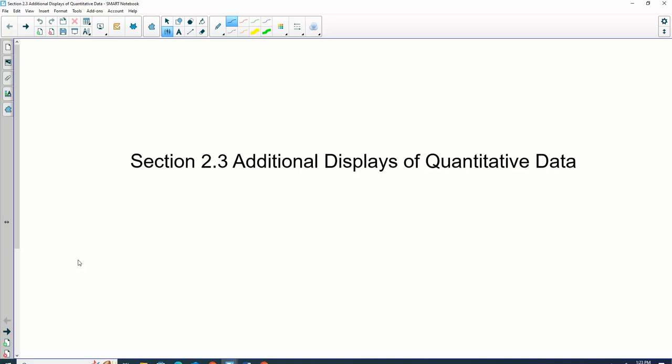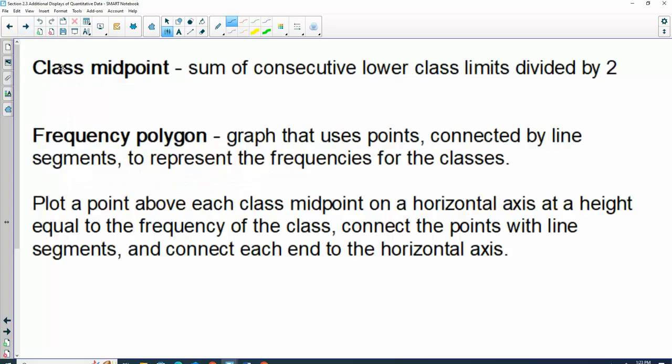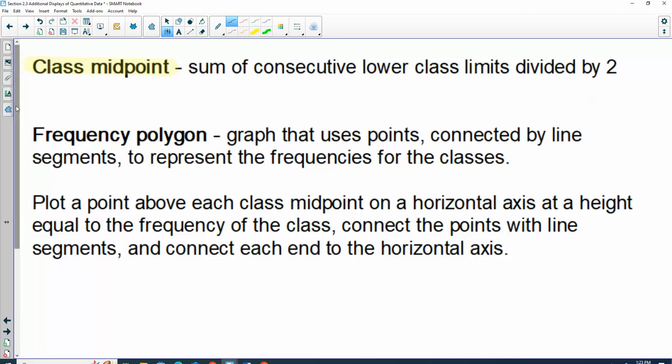So, we have talked about ways we can display our data. And we all had our mind blown with the stem and leaf plot yesterday. Finally learned something new. So, we are talking about a couple other things that probably are totally new. In order to talk about the frequency polygon, we need to understand what a class midpoint is. It's the sum of consecutive lower class limits divided by 2.